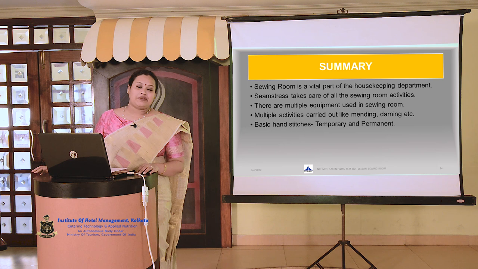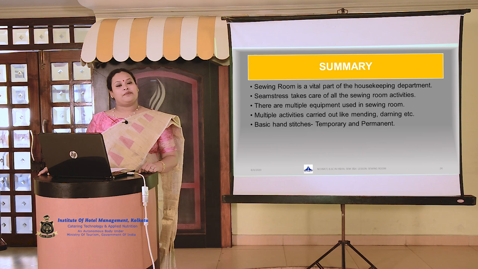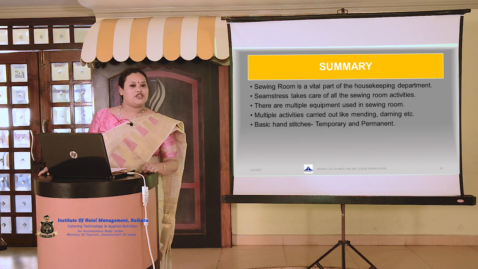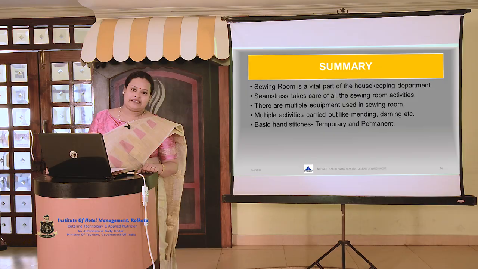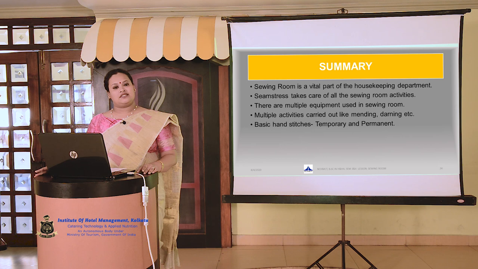There are multiple equipments which are used in the sewing room, namely the sewing machines, the measuring tools, the cutting tools, and all the other tools which are used for stitching. Multiple activities are carried out in the sewing room, namely mending, darning, stitching, etc. And lastly, a number of hand stitches are used in the sewing room, namely the temporary stitches, which are also known as tacking or basting, and permanent stitches, which are the joining stitches, the edge finishing stitches, and the fancy stitches.